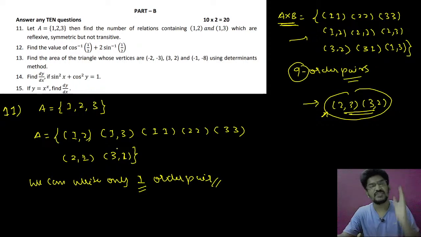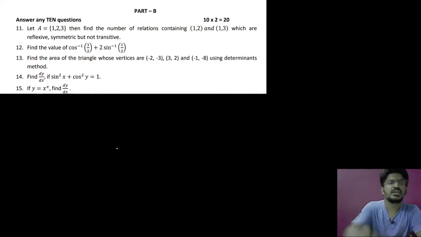Here we have to write reflexive and symmetric but not transitive. So it has to be reflexive, symmetric but not transitive, which means we can add 7 ordered pairs. We can't write all 9. We have maximum 9, and out of that 9 we can write only 7, such that it is reflexive, symmetric but not transitive. Okay, so quickly we can go for problem number 12.